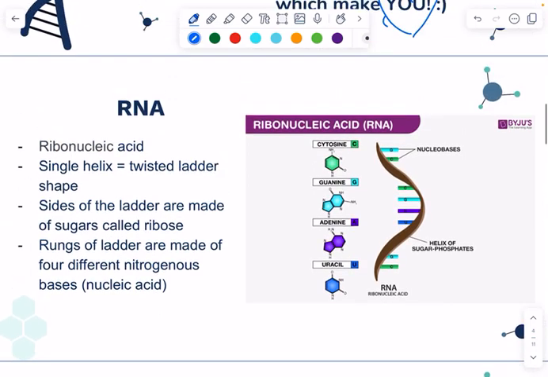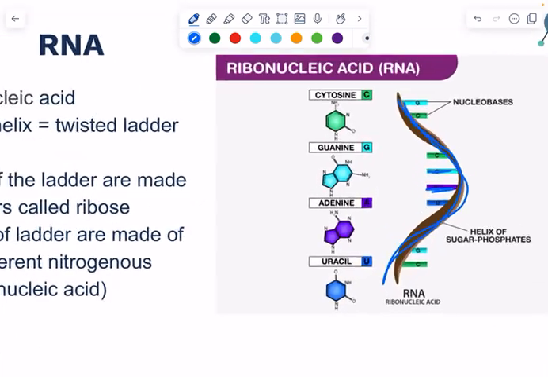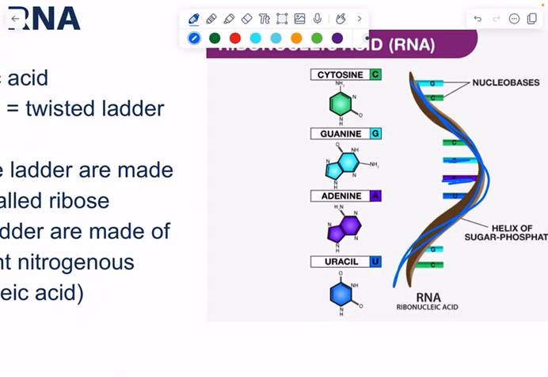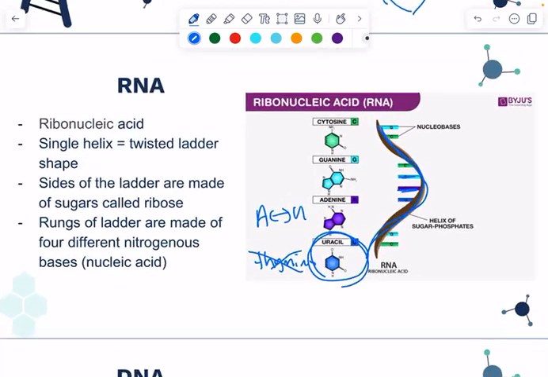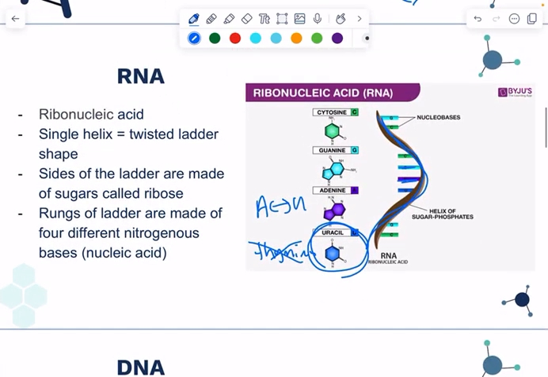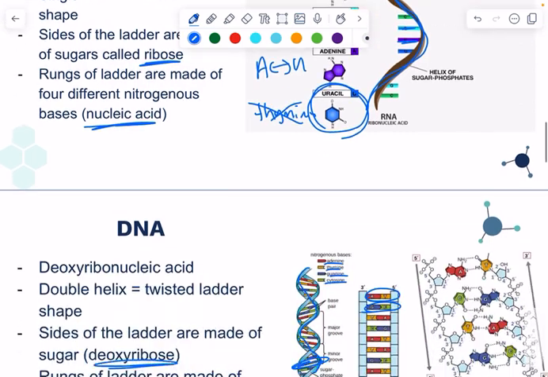Now, RNA is kind of like DNA's little friend, except it only is half of the ladder. It only has one side, and it still has the little rungs in the middle. And you'll see that it still has the nitrogenous bases. However, it does not have thymine. It has uracil instead. So A pairs with U in this case. And it's called ribonucleic acid because the sugar is called ribose. And again, nucleic acid because the rungs are made of nucleic acid.